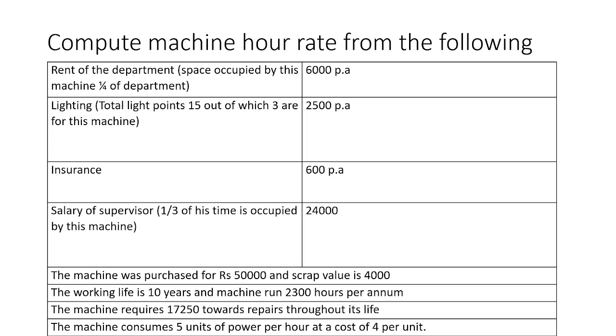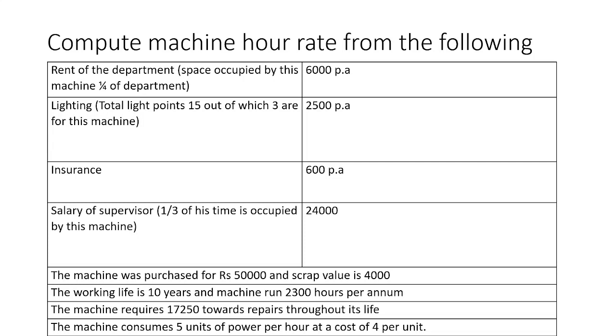The working life is 10 years and the machine runs 2,300 hours per annum. The machine requires 17,250 towards repairs throughout its life. The machine consumes 5 units of power per hour at a cost of 4 per unit. Now, we have to find out the machine hour rate.